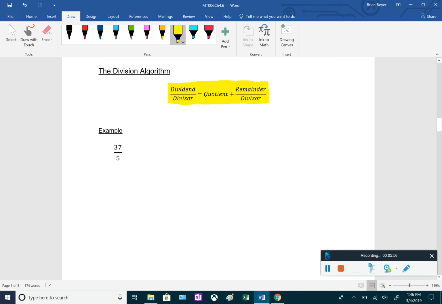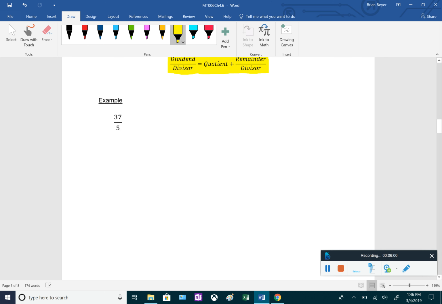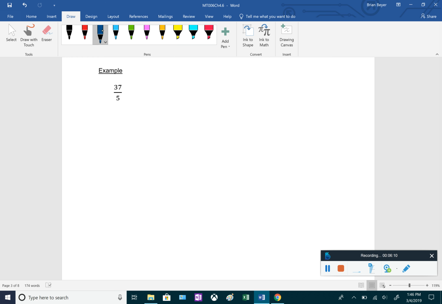So we kind of already knew this. Let's explain why we knew this. Let's divide 37 over 5. Let's convert that to a mixed number. So that's going to be 37 divided by 5. 5 goes into 37 7 times. Multiply, subtract, we get 2. So this is our quotient. The 7 is the quotient.